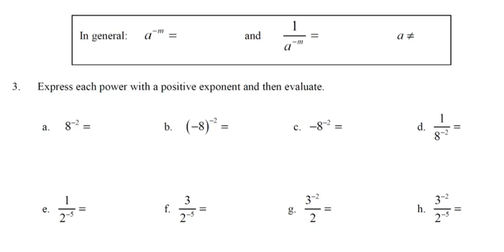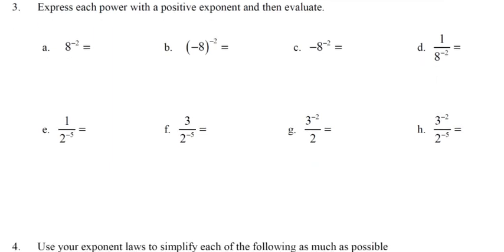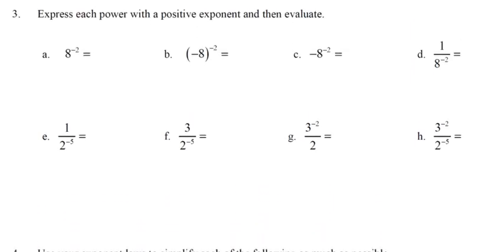So a to the negative m is 1 over a to the m. And if it's in the denominator, then it is a to the positive m, and a can't be 0. Because if we move it to the denominator and it's 0, it's then going to evaluate to a 0, and then we're trying to divide by 0, and that's no good. So express each power with a positive exponent, and then evaluate.